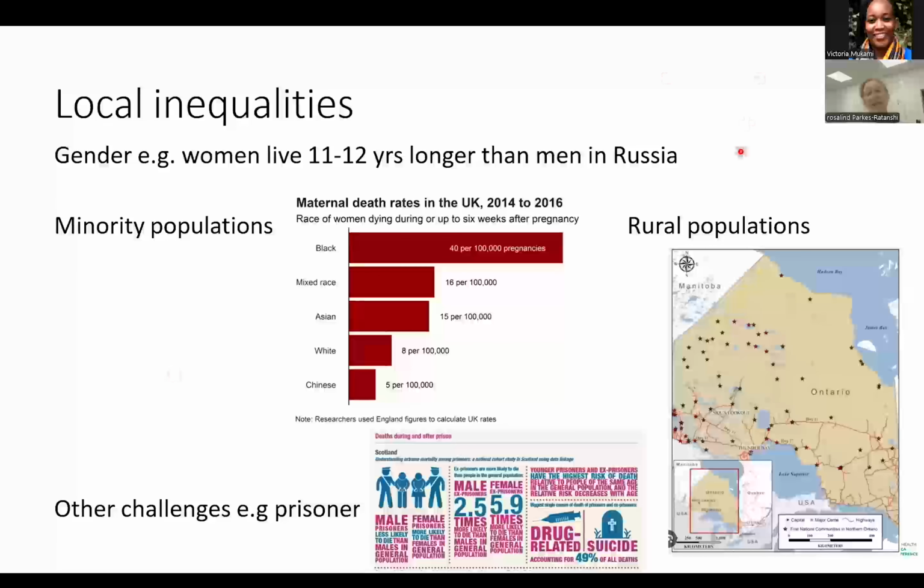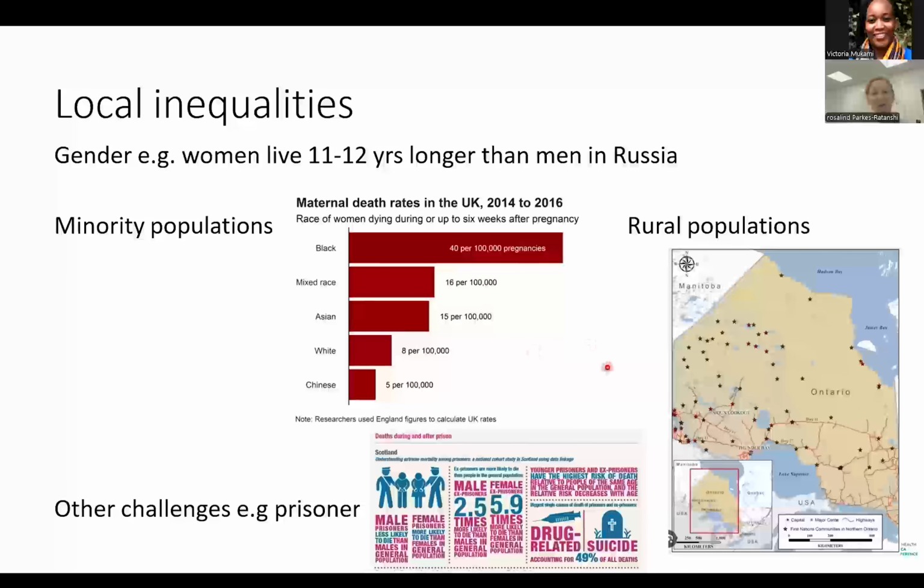Other places, women die more, often driven by maternal mortality. And we can see this in the UK. In the UK, if you are a Black woman, your risk of dying in pregnancy is much higher, over twice as high as if you're mixed race, and over 5 times more likely to die if you're Black than if you are white. So even within high income settings, there are differences between minority populations.